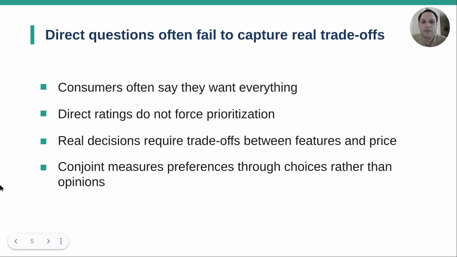If we simply ask consumers what they want, many would say they want the best food, the lowest price, and the healthiest ingredients. But real-world decisions require trade-offs. A consumer may prefer a chicken sandwich to a salad, but perhaps not if the price is much higher. Conjoint analysis measures preferences by forcing realistic choices rather than collecting opinions in isolation.